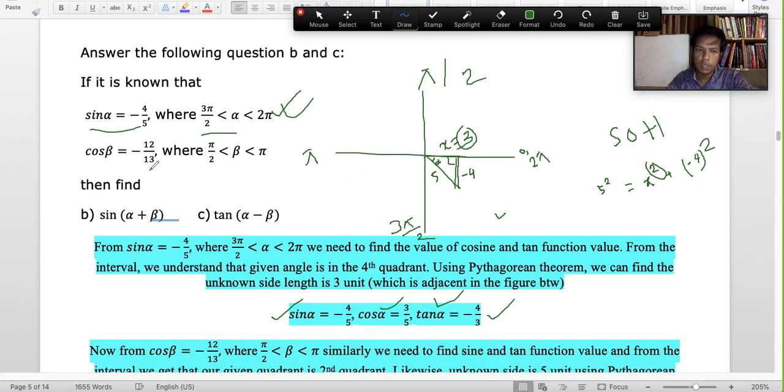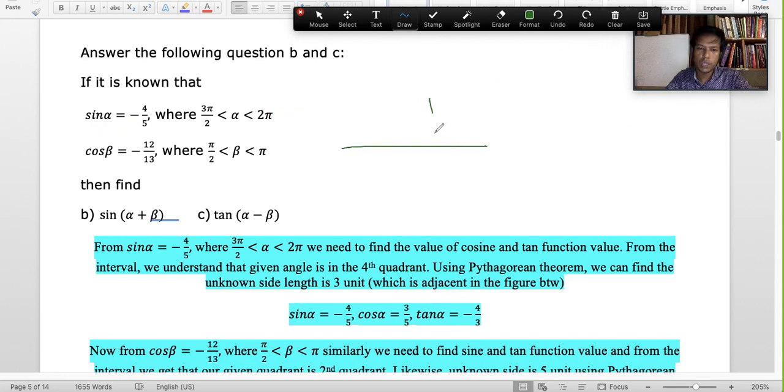Similarly, we can work on the second figure. The second figure is between pi by 2 and pi, that means this quadrant. So let's draw this triangle here. This is too much approximation, but it will work for this moment, hopefully. So cos beta equals minus 12 by 13, so that means 13 is here. This is cosine, so that means adjacent is minus 12 here.